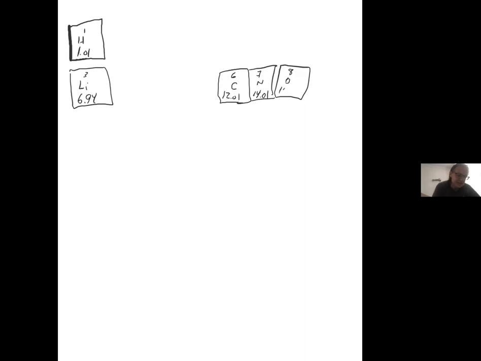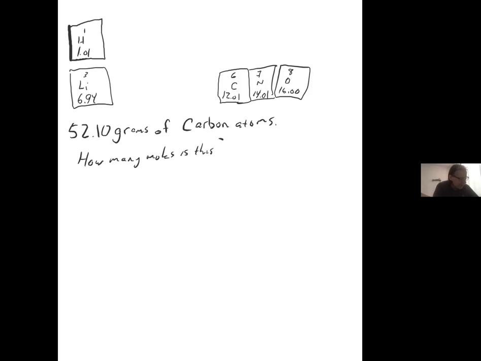Okay. So what we could do is we could say the following. Suppose we have 52, I'm just making up a number, 52.10 grams of carbon. Just a bunch of carbon atoms. We're going to ask two questions. The first one is, how many moles is this? And then the second question is, how many atoms is this?